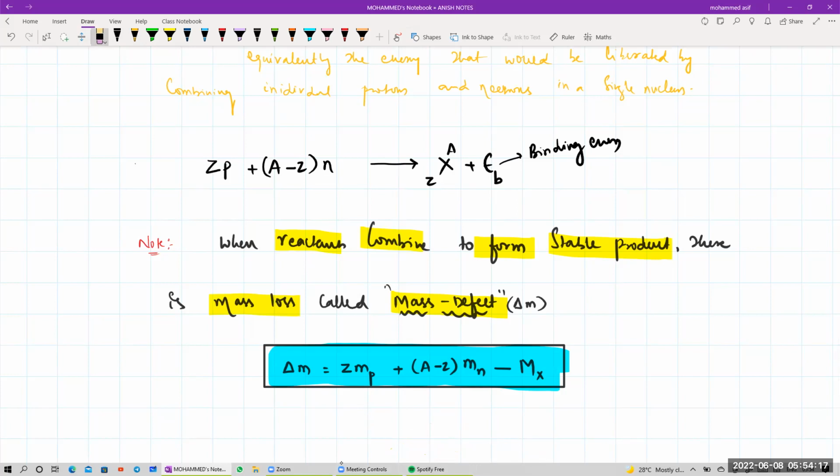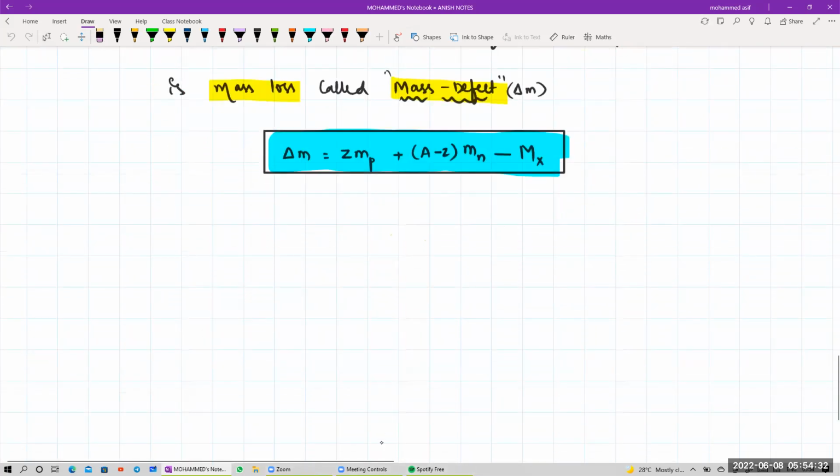In regular JEE, you will surely find one question on this, and this year's exam also. So when reactants combine to form a stable product, there is a loss of mass. That loss in mass is called mass defect, given by the formula delta M equals Z into Mp plus A minus Z into mass of neutron, minus mass of the nucleus. Clear?